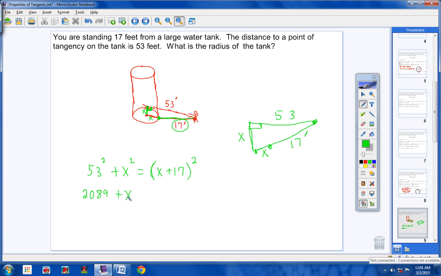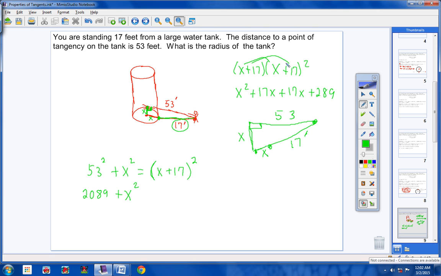2,809 plus x squared. Now students, whether you've had just Algebra 1 or Algebra 2, you should remember how to do this. You have x plus 17 quantity squared, which means x plus 17 squared, okay? So you take the x, you multiply it through, take the 17, you multiply it through. If you do all of that correctly, x times x is x squared, x times 17 is 17x, 17 times x is 17x, and 17 times 17 would be 289.